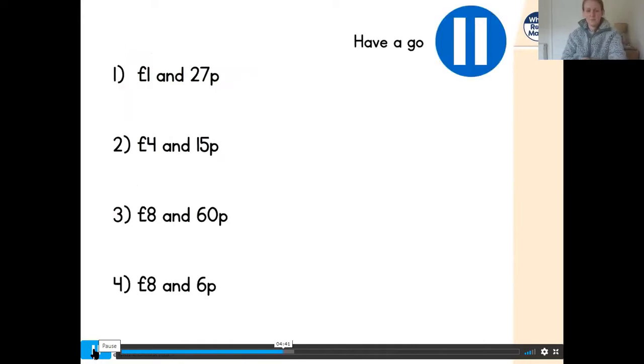So have a go at converting those amounts that are all in pounds and pence into just pence. Okay, so get your scrap piece of paper again. I should have said this at the beginning, that you need a bit of paper to have a go at these activities. So just converting them into pence only. Pause me while you have a go at those, and then press play when you're done.